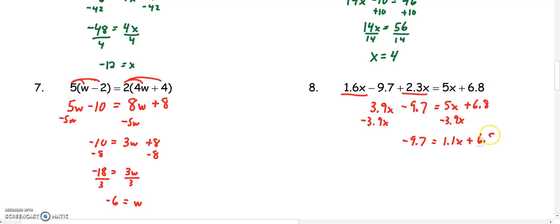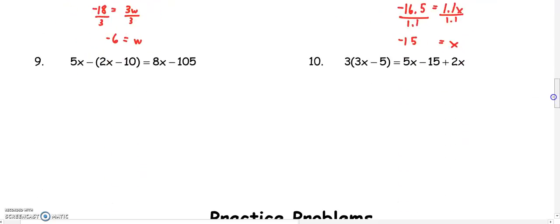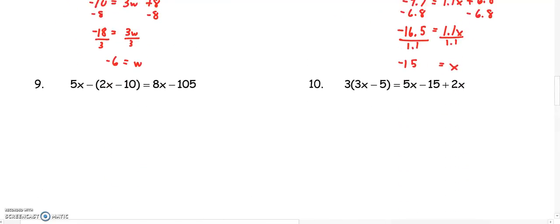We get negative 9.7 equals 1.1x plus 6.8. We're going to subtract 6.8 from both sides. 1.1x is equal to negative 16.5. And then we're going to divide by 1.1. So x is equal to negative 15. Let's try two more examples.